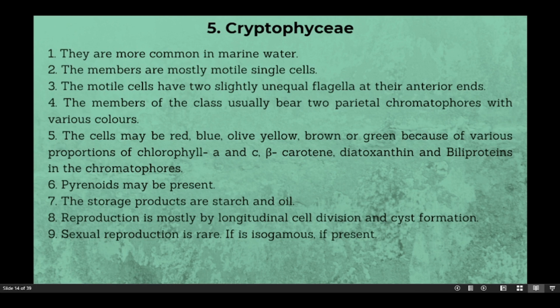The cells may be red, blue, olive yellow, brown, or green because of various proportions of chlorophyll A and C, beta carotene, diatoxanthin, and bilirubins in the chromatophores. The pyrenoids may be present. The storage products are starch and oil. Reproduction is mostly by longitudinal cell divisions and cyst formation. Sexual reproduction is rare. It is isogamous in type.